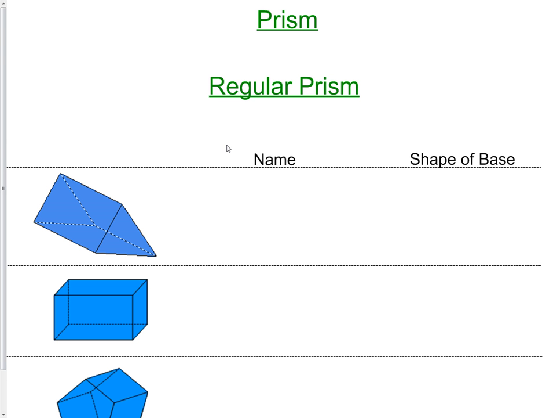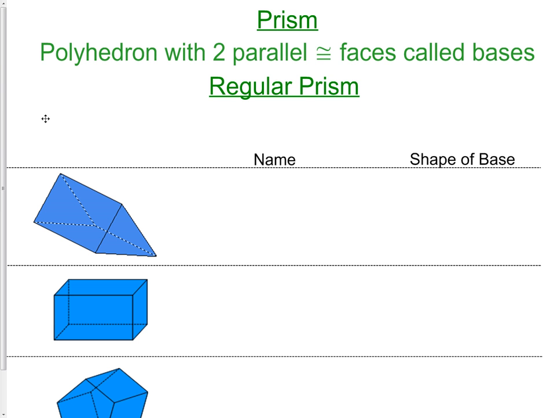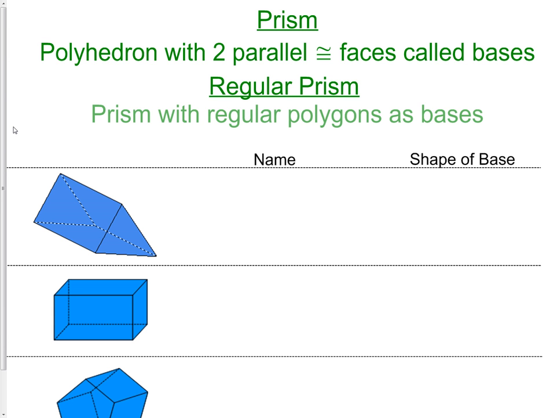Next we have types of prisms. The first, as a definition, a prism is a polyhedron with two parallel faces, which we call bases. Next, we also can have a regular prism, which is a prism with regular polygons as bases. We'll talk about this a little bit more, but the key part to understand here is what a base is.